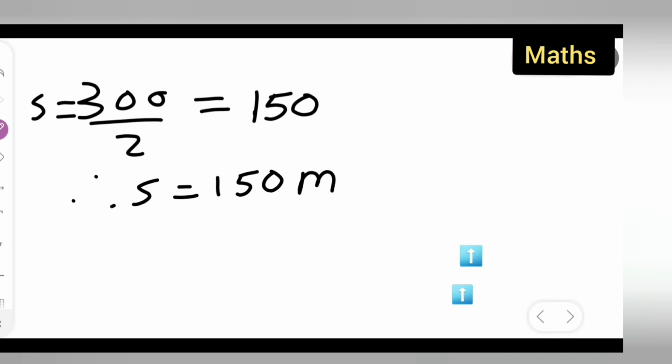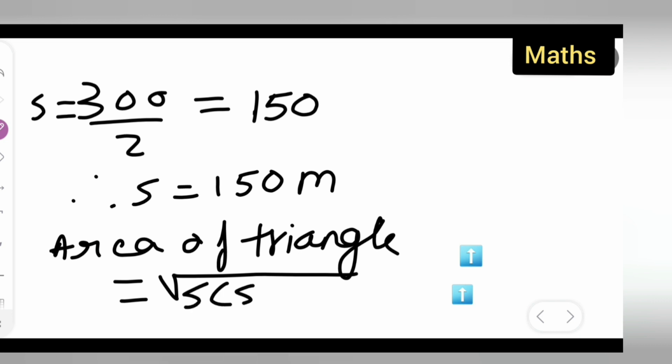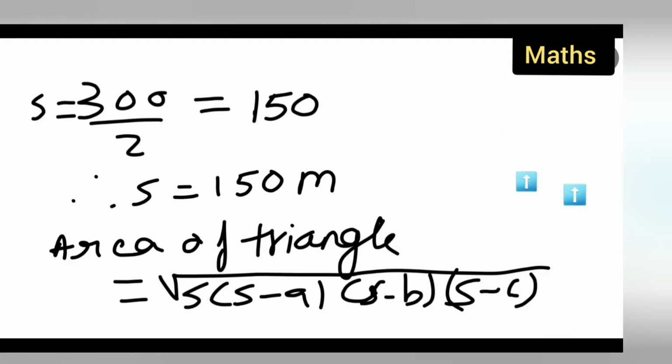Now we have to find the area of the triangle. Area of triangle formula is what? Root of S into S minus A, S minus B and S minus C. Okay, this is a formula, right? You'll have to study this formula, okay? Next what we are going to do is write down is equal to, the value of S is 150.